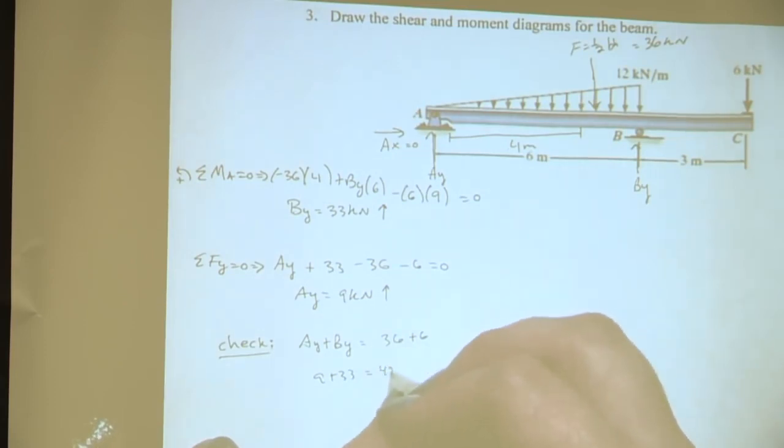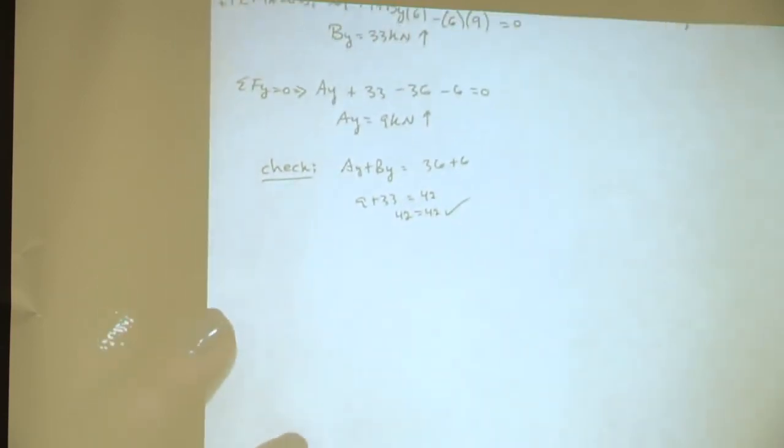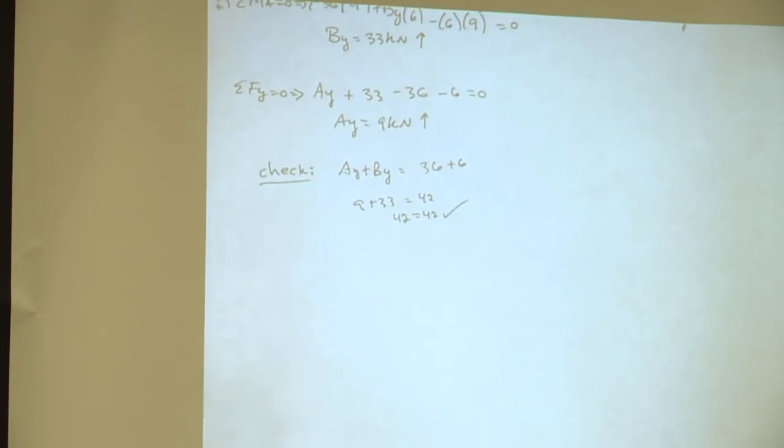Yes. They're going to be 42 plus 42. So 42 equals 42, so that's checked, and that's one way to check to make sure that we are on the right track. Okay, so now that we solved for our support reactions, what do we do now?